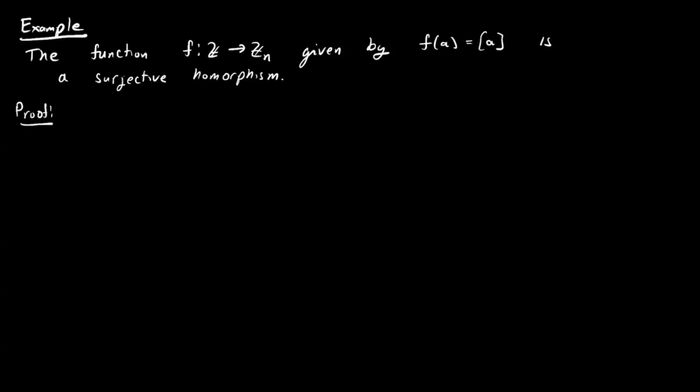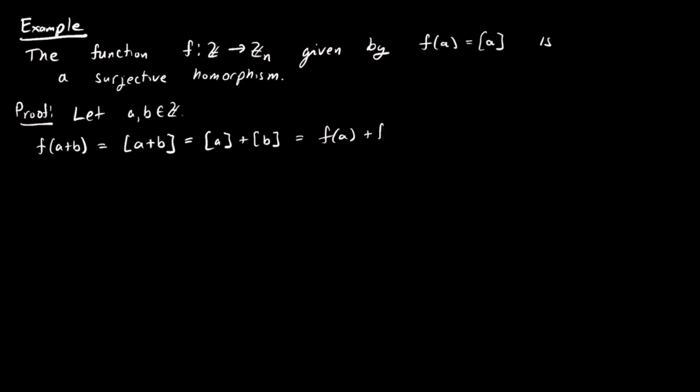Okay, so here's another example of a homomorphism. So I'm going to define a function from Z to Z mod n, and what this function is going to do is it takes an integer a and it maps it to its equivalence class in Z mod n. And I claim that this is a surjective homomorphism. So let's start our proof. Let a and b be integers. What do we have? Well, I know f of a plus b. This is going to map to the equivalence class of a plus b. And by definition of addition in Z mod n, we know that this is the equivalence class of a plus the equivalence class of b. And so this is just f of a plus f of b. Okay, so we have that it preserves addition.